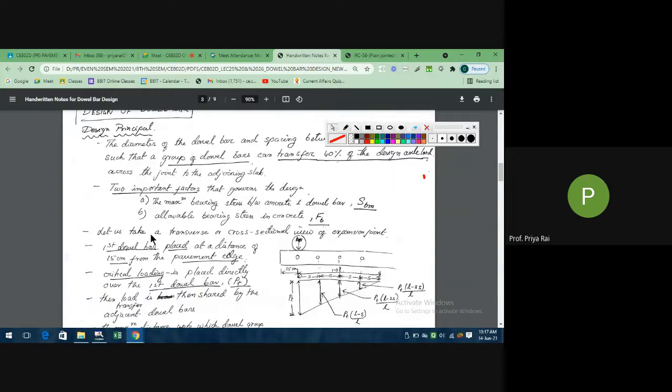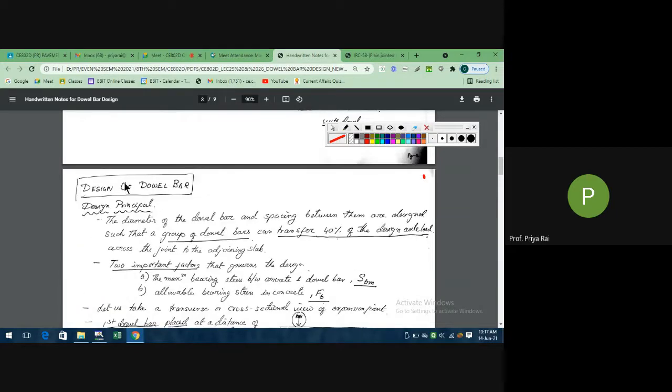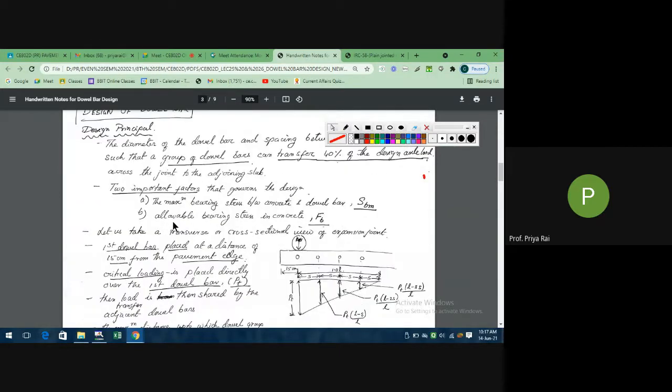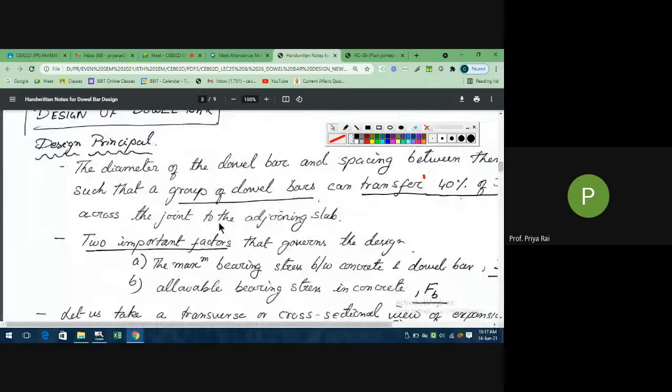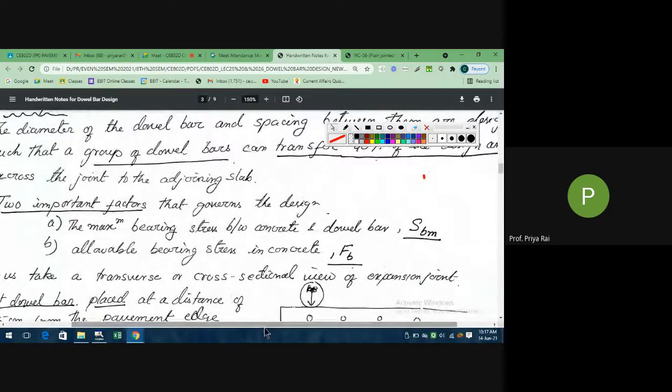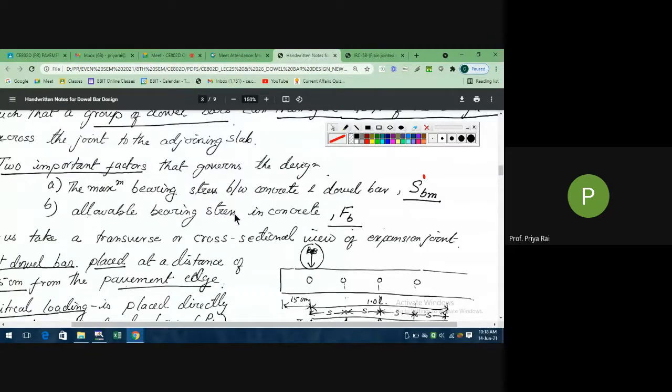Now, the two important things that we need to calculate in this design of dowel bar with the help of the new method, the IRC 58 method, are these two stresses. Two factors which we need to calculate. The first factor is the maximum bearing stress between concrete and the dowel bar, denoted by the bearing stress. And the second is the allowable bearing stress in concrete, which is FB.